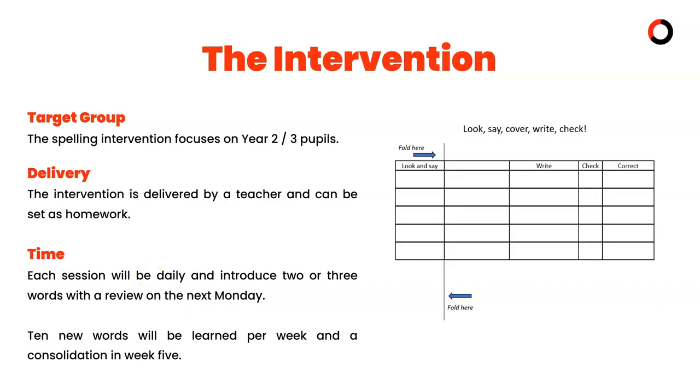The intervention. The spelling intervention focuses on year 2-3 pupils. The intervention is delivered by a teacher and can be set as homework. Each session will be daily and gradually introduce 2 or 3 words incrementally throughout the week, and then a review will be on the following Monday. So in total, 10 new words will be learned per week, and there's a consolidation week in week 5.